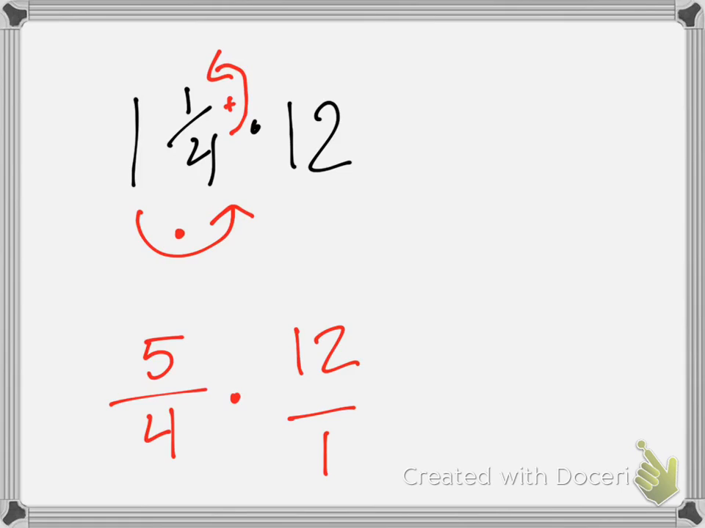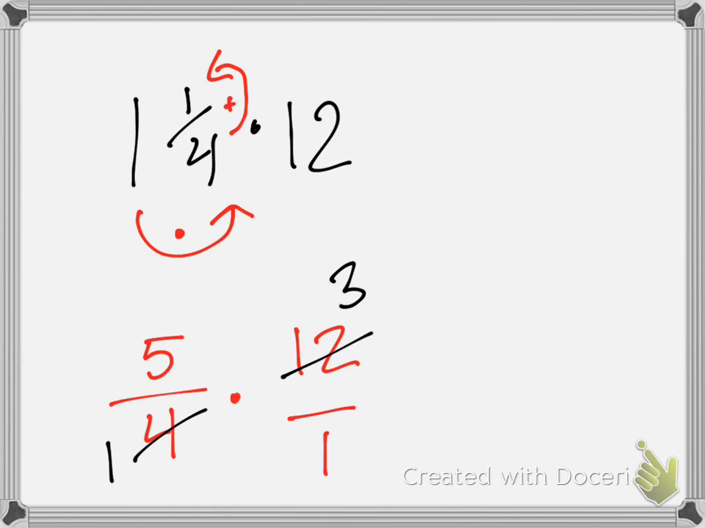What else can we do, Elsie? Cross-cancel. Can we cross-cancel 5 and 1? No, it's already as simple as it can get. We can cross-cancel 12 and 4. What does the 12 become? 3. What does the 4 become, Carmen?